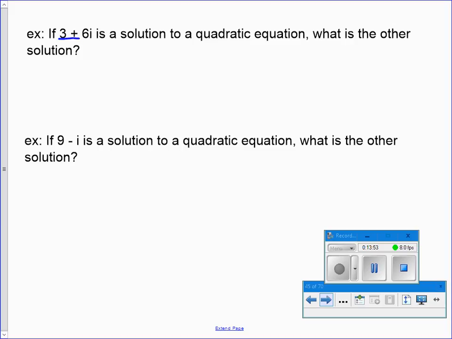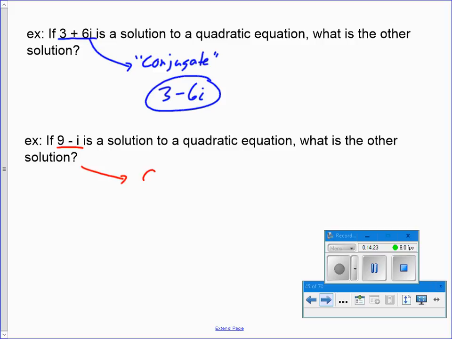Since solutions always occur in complex conjugate pairs, if we know one solution, we know the other. So if 3 plus 6i is a solution to a quadratic equation, the other solution has to be the conjugate, which would be 3 minus 6i. Now you don't have to use any kind of formula or work backwards or plug anything in. All I have to do is change that sign. Since solutions always occur in conjugate pairs, we just have to find the conjugate. Same thing here. If 9 minus i is a solution to a quadratic equation, what's the other solution? It'd be the conjugate, 9 plus i.